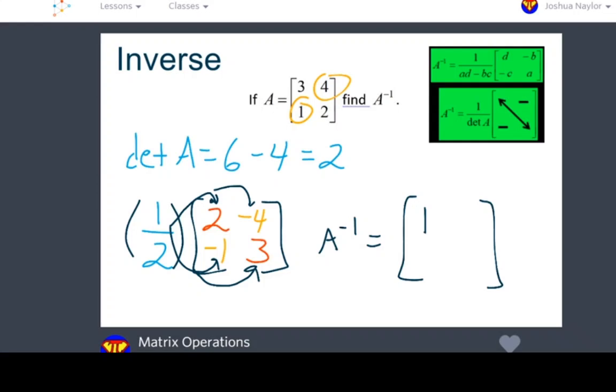When 2 gets cut in half, it becomes 1. We'll get -4 cut in half. We'll get -1 cut in half, which will still look like a fraction. And when 3 is cut in half, it too will look like a fraction. So that final simplified matrix is your inverse.